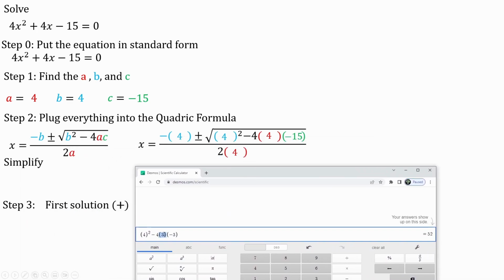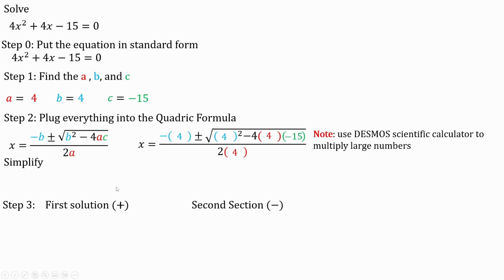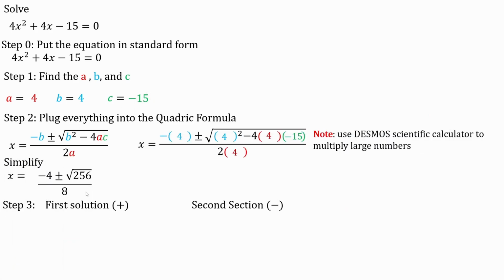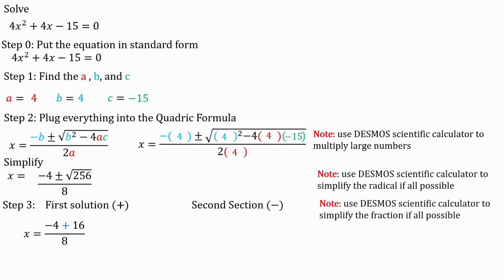That was a 4, this was a 4, and this was a 15. It says it is 256, right? So it is negative 4 plus and minus radical 256 divided by 8. But notice that the square root of 256 is actually a perfect number, 16. So this does simplify a little bit further to negative 4 plus 16 divided by 8. That simplifies into 3 over 2. The other one is negative 4 minus 16 divided by 8, which equals negative 5 over 2.